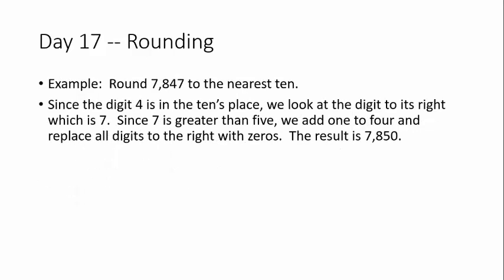We want to round 7,847 to the nearest 10. 4 is in the tens place. I look to the right of 4 and I see a 7. Since 7 is 5 or greater, I need to round up. The 4 will be rounded up to 5, and then all digits to the right will be converted to zeros. My rounded answer is 7,850.